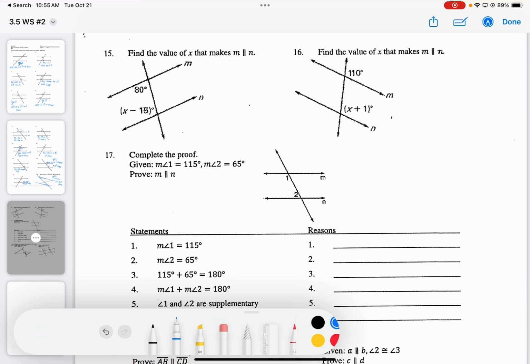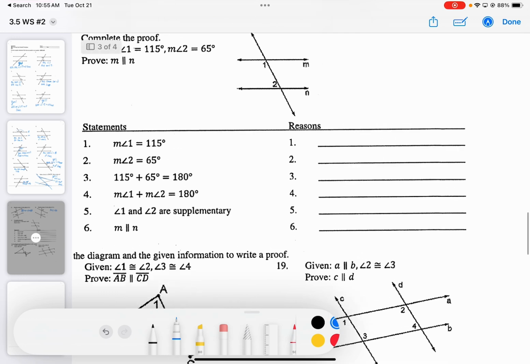So you guys tell me, number 15, I'm not actually going to set it up and solve it, but what equation would I set up to solve for x in number 15? 80 plus x minus 15 equals 180. Because those are consecutive interior angles, add them together, set it equal to 180. Good job. What about 16? X plus 1 equals 110. Good job. Oh, it's easy. X equals 109. And then 17, we got a bit of a fill-in proof.